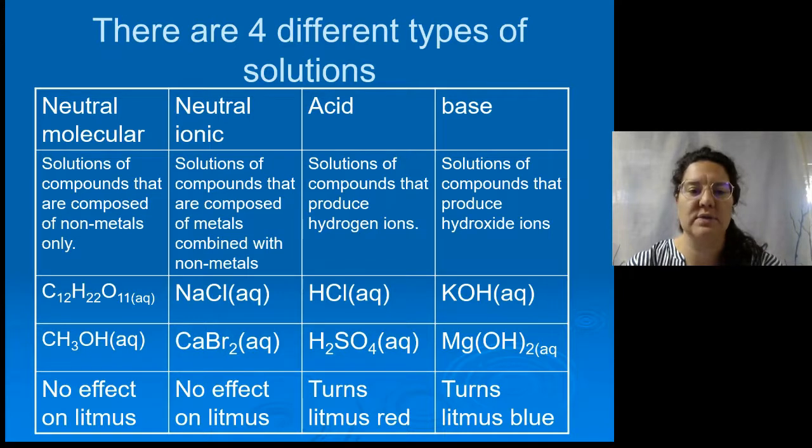Neutral ionic solutions, which are solutions composed of ionic compounds of metals and nonmetals together, and they again have no effect on litmus paper. Now, neutral ionic solutions would be able to conduct electricity, but neutral moleculars won't.